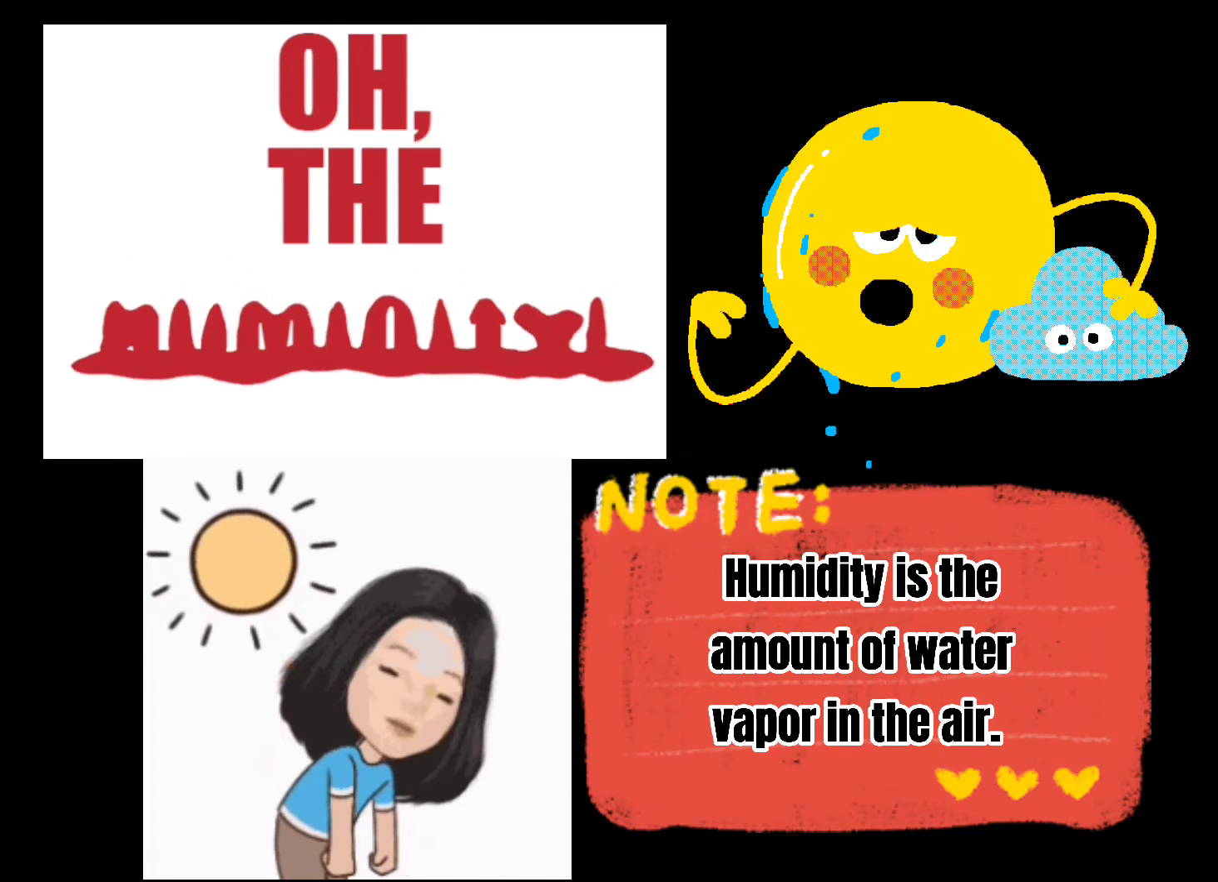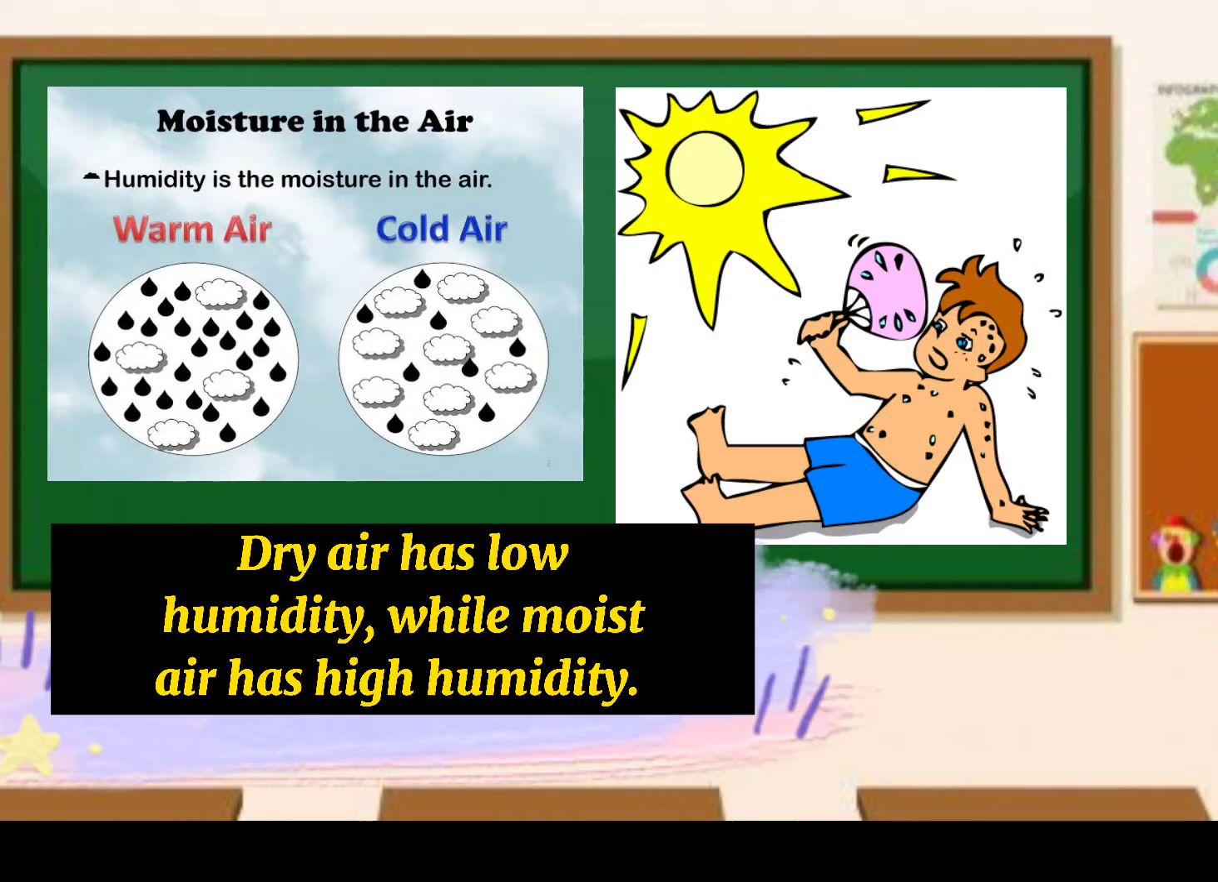Humidity is the amount of water vapor in the air. Dry air has low humidity, while moist air has high humidity. High humidity of the air makes us sweat a lot.